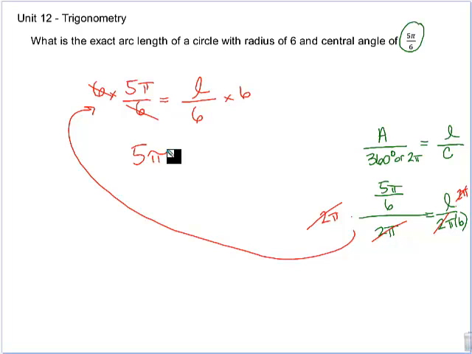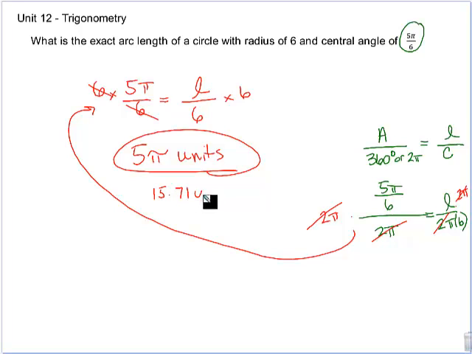I guess we don't have units on here, so 5 pi units would be the exact length of the arc length. If you did want to do to the nearest hundredth, it doesn't say to the nearest hundredth, but you'd just take 5 times pi, 15.71 units would be the approximate answer.